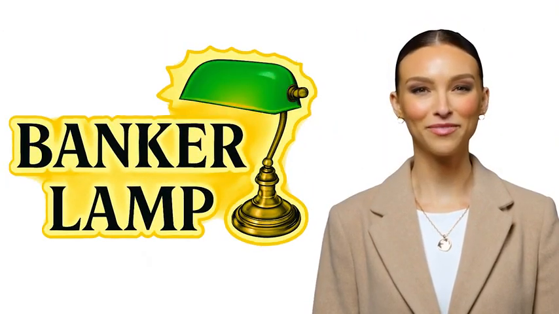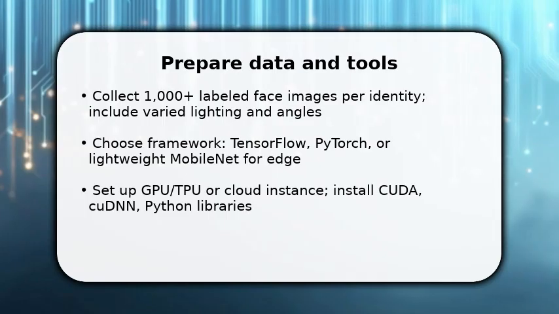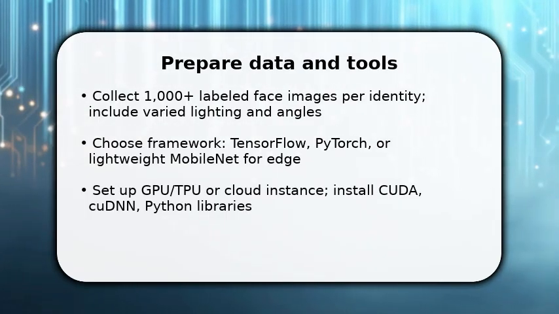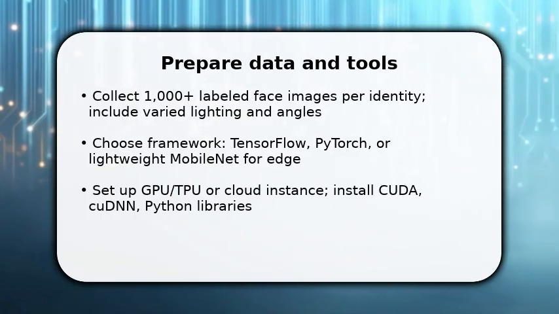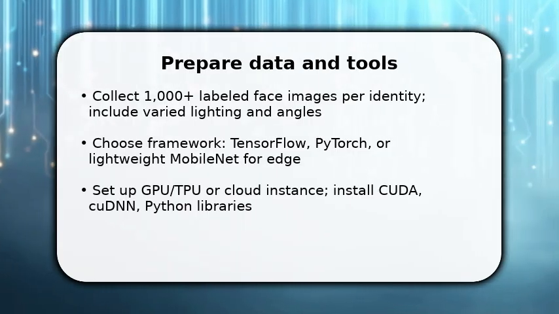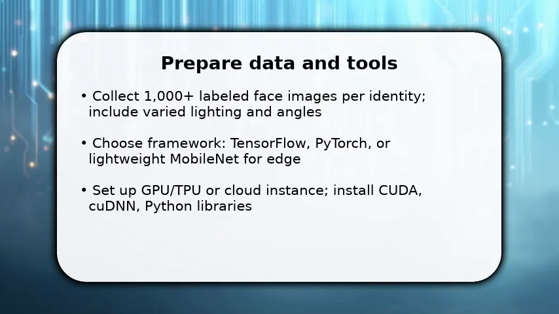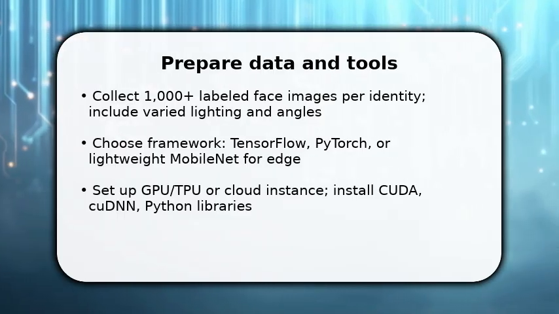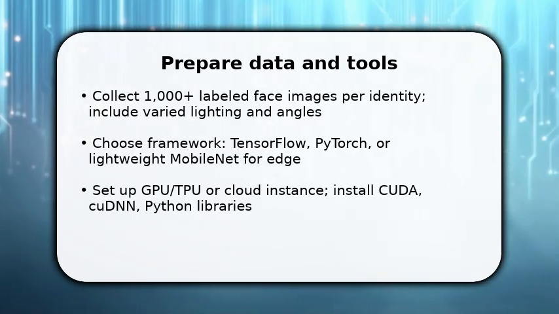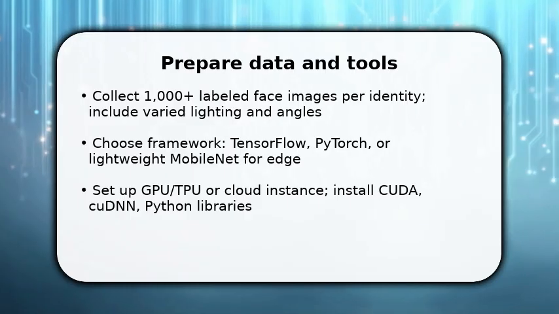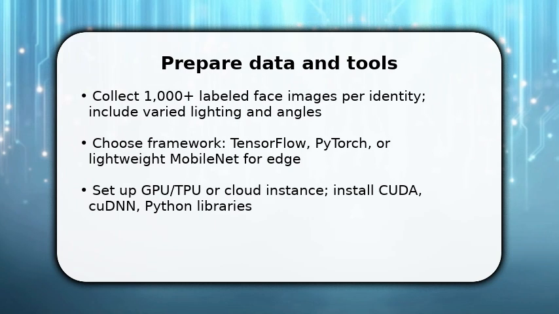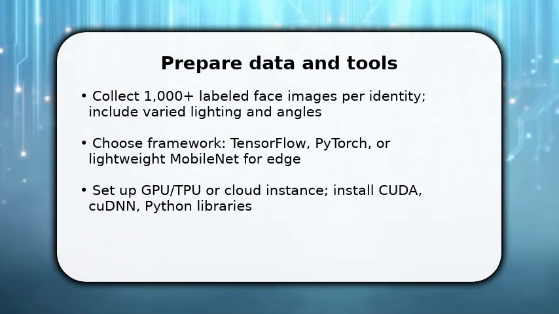Please enjoy the video. You start by assembling quality data and the right tools. First, gather diverse labeled images so the model learns variance in pose and lighting. This prevents brittle recognition. Once done, select a framework, TensorFlow or PyTorch, or pick a lightweight backbone like MobileNet if you target edge devices. Make sure your environment has GPU support or a cloud TPU and install dependencies such as CUDA, cuDNN, and the Python libraries. This pace gets you from zero to training ready quickly and reliably.